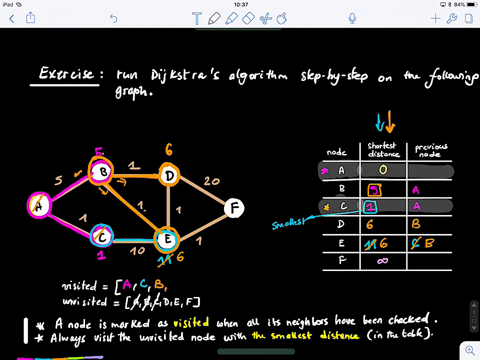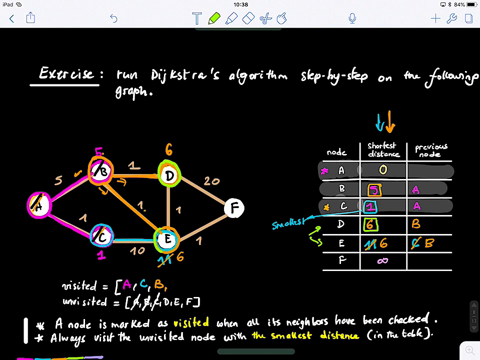So B is visited, okay? So what is the next node? I need to select the next node to visit. I have 2 choices, either D or E. I can choose one of them because they have exactly the same weight. So let's say I go with D, so I select node D, this is my active node. I check its unvisited neighbors, so remember, it's better to keep the visited ones tracked, okay? So the unvisited neighbors are E and F.